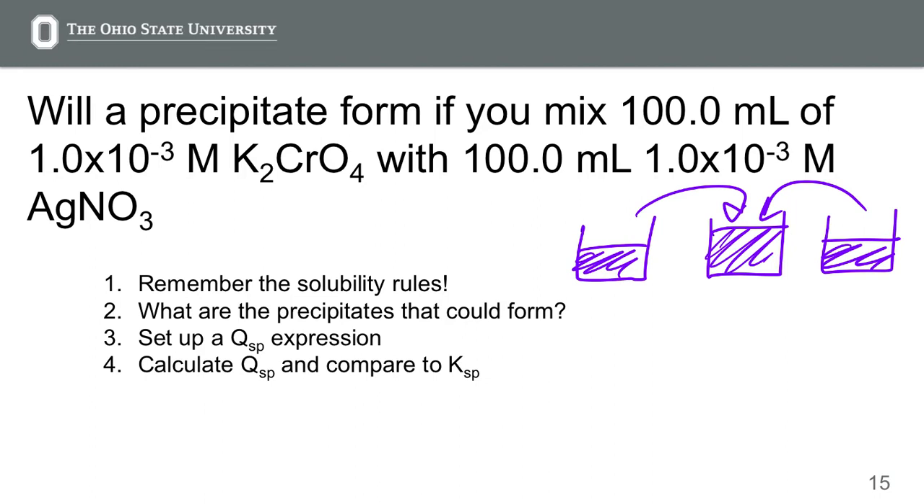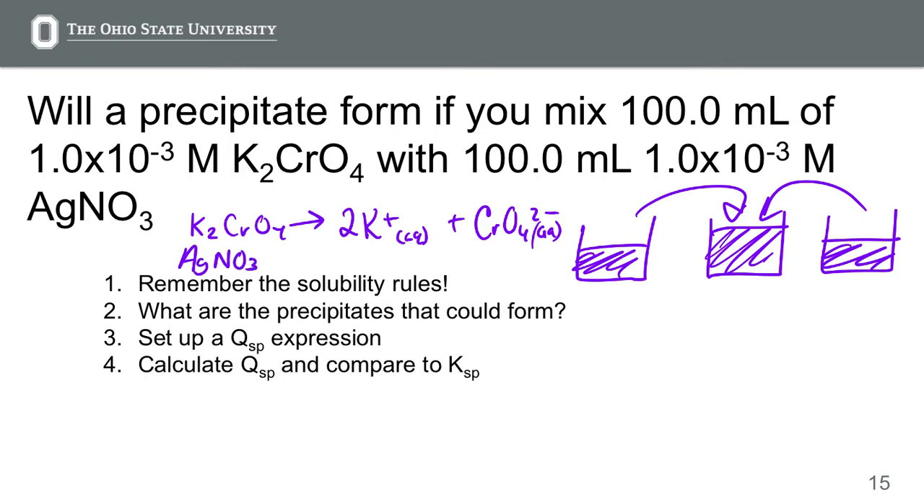Another thing here I wrote is remember the solubility rules. So potassium salts are soluble. That means that K2CrO4 is going to completely dissociate into 2K+ and CrO4 2- aqueous. Complete dissociation there. And then we have our silver nitrate, AgNO3, which is going to completely dissociate into the silver ion and the nitrate ion. All nitrates are soluble.